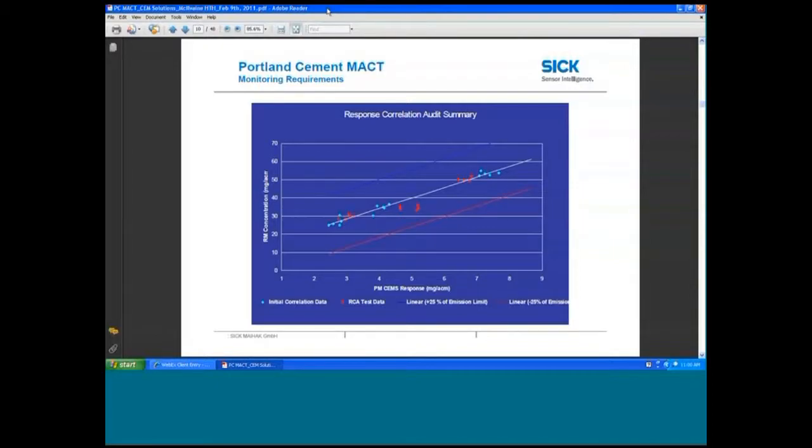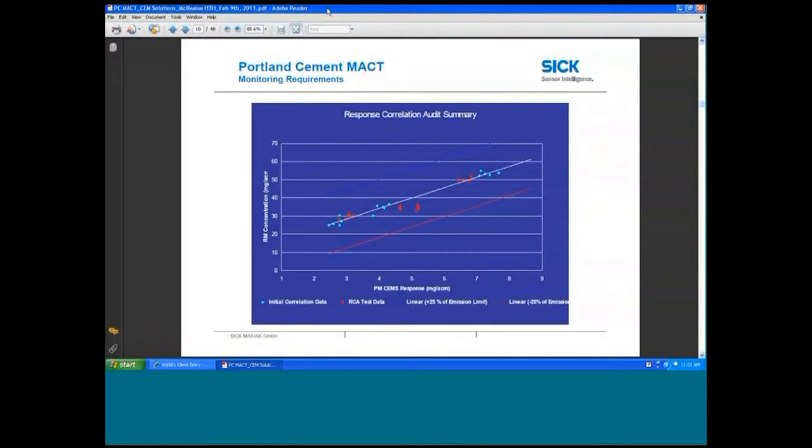Here's some data from an initial correlation audit and an RCA test that was done. This was in a coal-fired utility. These were done about a year apart. So the light blue is the data that was generated during the initial correlation audit. You'll notice the 3 nice clusters at the 3 different particulate concentrations, and then the red indicates the response correlation audit that was done about a year later.